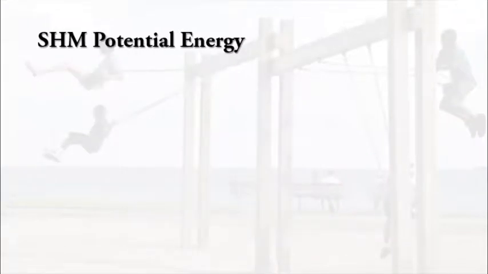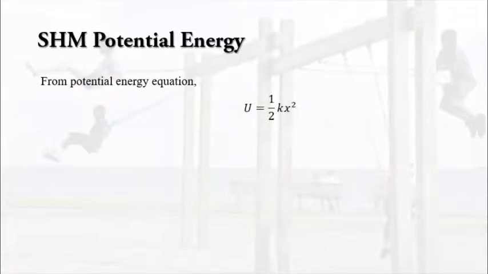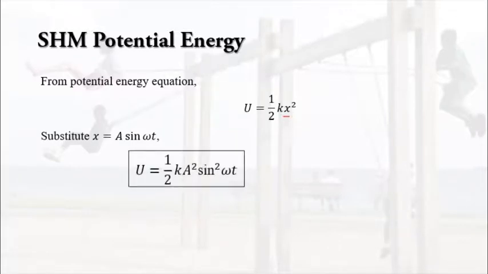Let's do the same for potential energy. From the potential energy equation, we have U equals to half k x squared. This is the energy stored in a spring. If you want to calculate potential energy in terms of time, you just have to replace this x with the x in terms of time. So substitute x equals to A sine omega t. You have U equals to 1 over 2 k A square sine square omega t. This is the potential energy in terms of time.